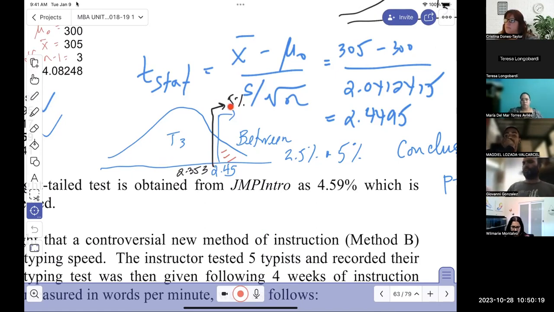So anyway, the p-value is here, 5%. That's what we're comparing it to. And it falls beyond the rejection region. So this I call the rejection region, and it falls inside the reject region.